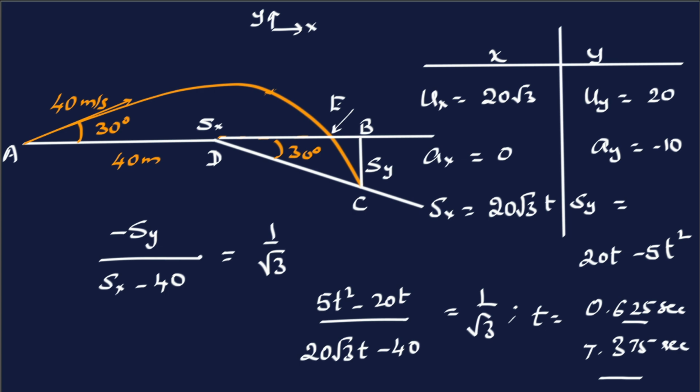If you think about it, you will realize that if I multiply top and bottom by minus, that is, if I take sy by 40 minus sx is equal to 1 by root 3, it's the same equation. So now this equation can be interpreted as follows. Supposing I continue this slope upward like that, it intersects the projectile motion at this point. Let me drop a vertical. Now you can see that this is also 30 degrees. This is sy for this point, and the adjacent side here is 40 minus sx. So this equation is satisfied for this point. That will correspond to 0.625 seconds.